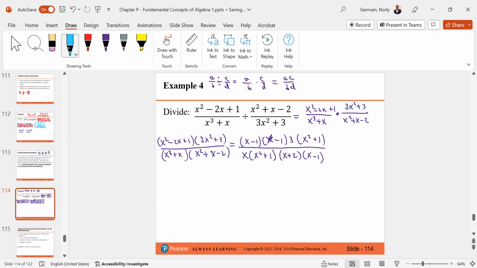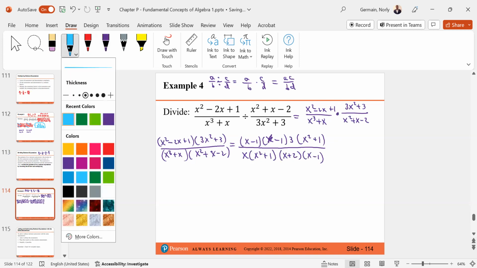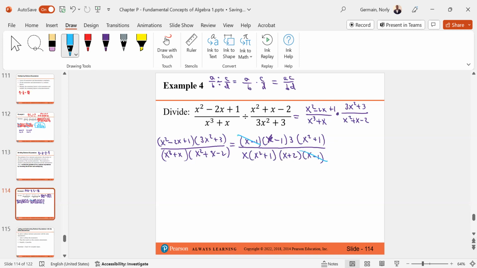We have so many conditions. Let's say when x minus 1 is not equal to 0, we can cancel this one. When x squared plus 1 is not equal to 0, we can cancel this too. Note that x squared plus 1 would never be equal to 0, so I don't even need to set that condition. Okay, do we have another one?